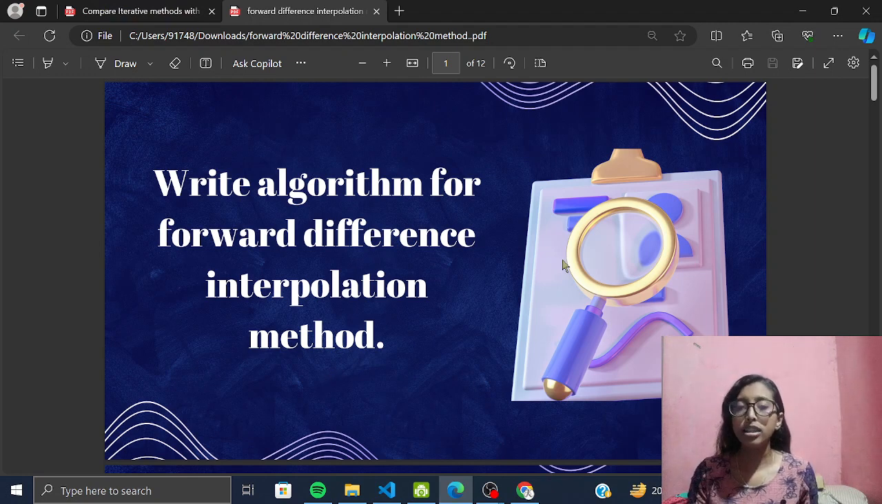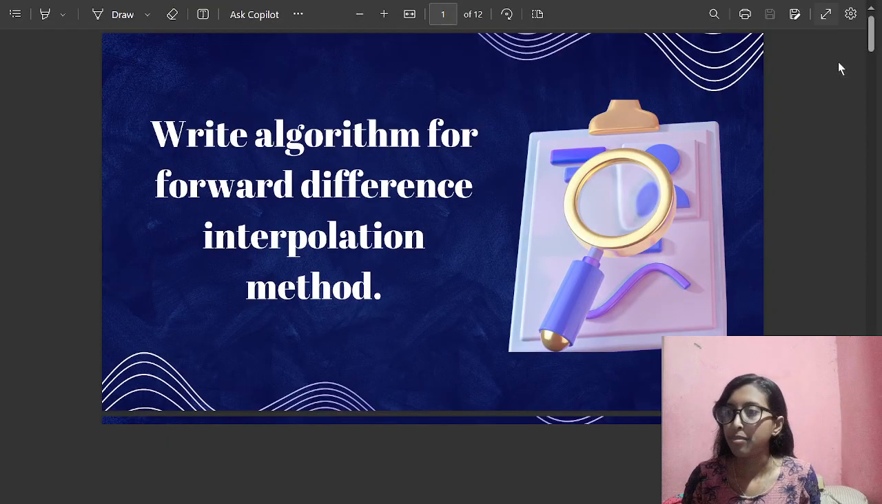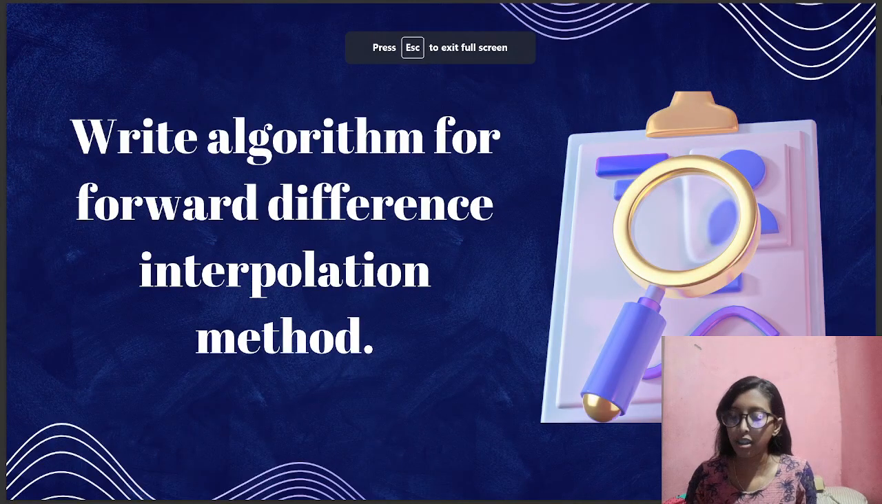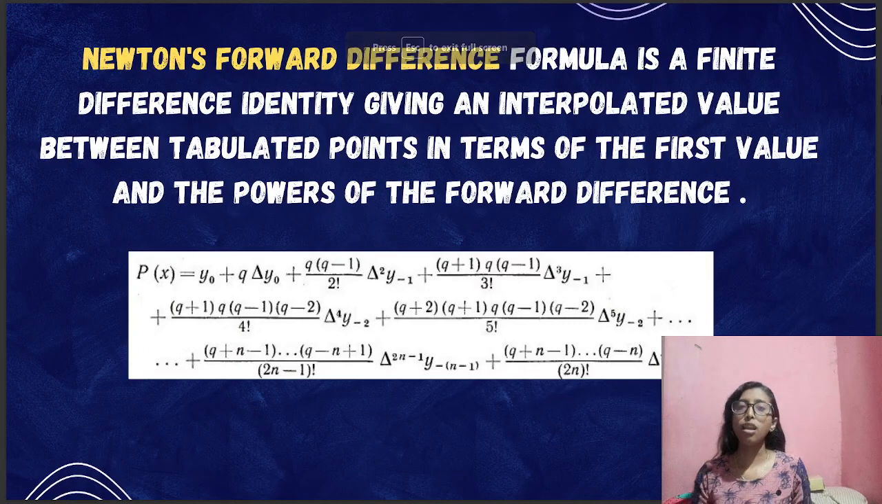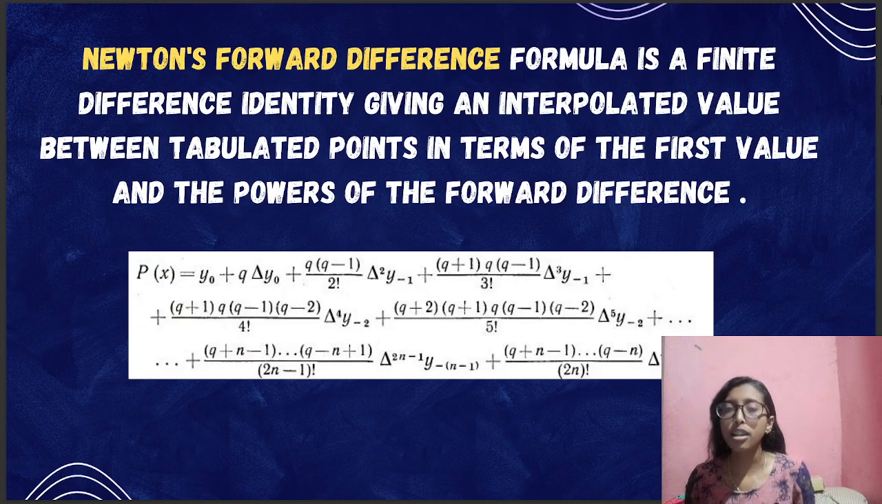So in this topic we are going to discuss Newton's forward difference interpolation method and its algorithm. So let's see what Newton's interpolation method is. Newton's forward difference formula is a finite difference identity giving an interpolated value between tabulated points in terms of the first value and the powers of the forward difference.